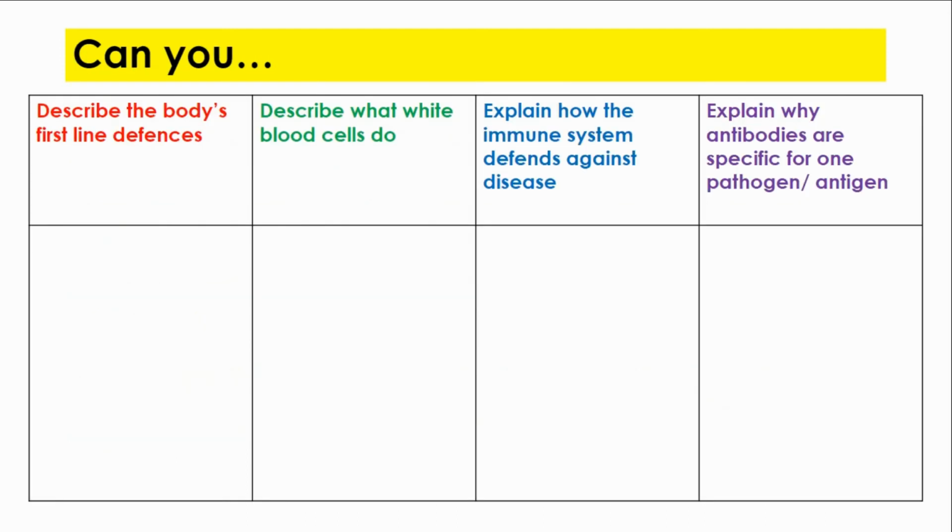Next, you need to think about, can you describe the body's first line defences? Describe what white blood cells do. Explain how the immune system defends against disease. Explain why antibodies are specific for one pathogen or antigen. Pause the video and have a go at this now.